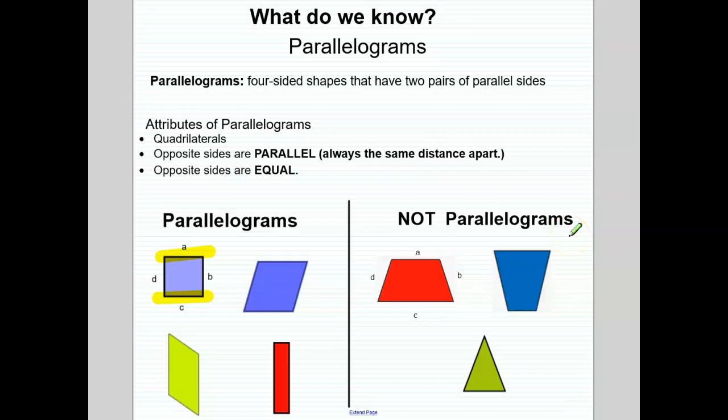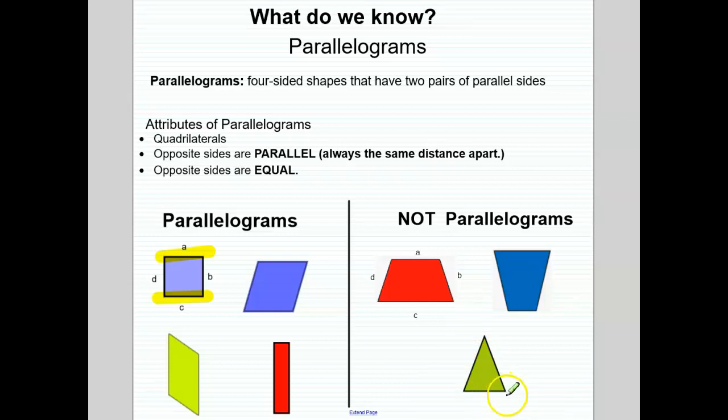Some of them might have one pair of parallel sides, like these two trapezoids. They have one pair of parallel sides, but their other opposite sides are not parallel. And to be a parallelogram, it needs to be a four-sided shape that has two pairs of parallel sides. Third graders, pause the video and think about why a triangle is not a parallelogram.